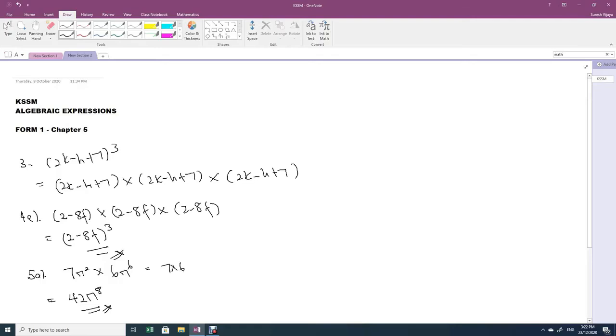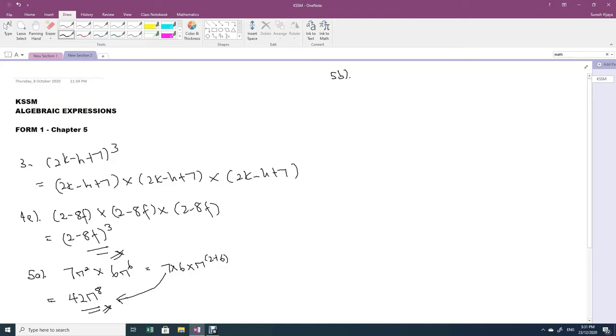So this is the workout: 7n times 6n, n to the power of 2 plus 6. So do not mix up multiplication and addition. For multiplication, we multiply the numbers, and for the variables we add up the powers.